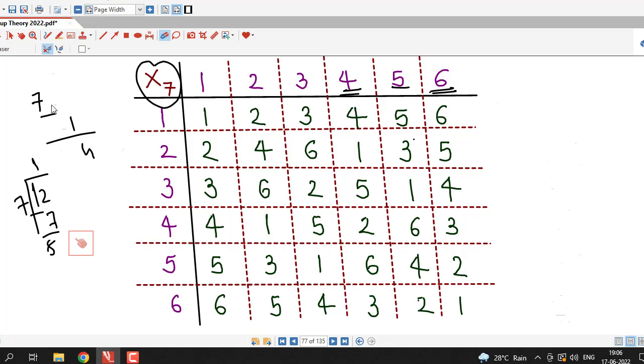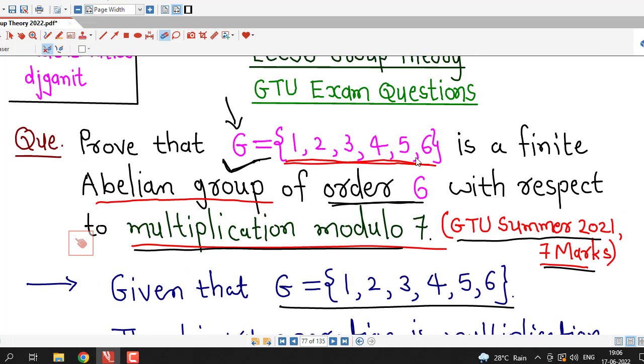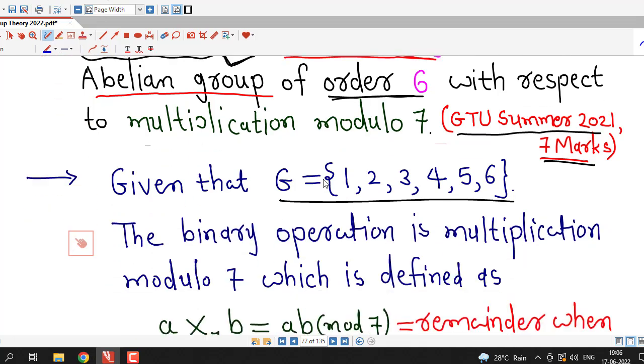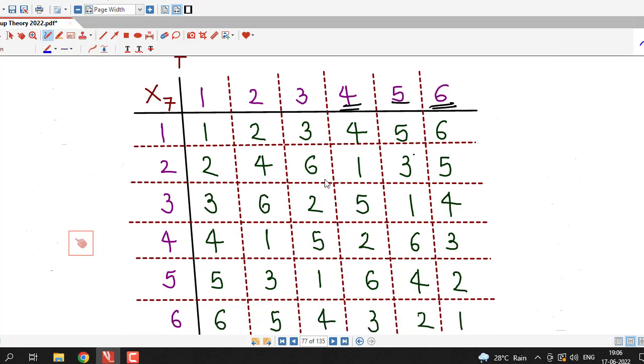Now once we prepare the composition table, then we can start verifying, or we can start proving all the properties. It is already given that this G is a group under multiplication modulo 7. We have to prove it. So we already know that G is a group and we want to prove it. For that, we are already sure that all the properties must be satisfied.